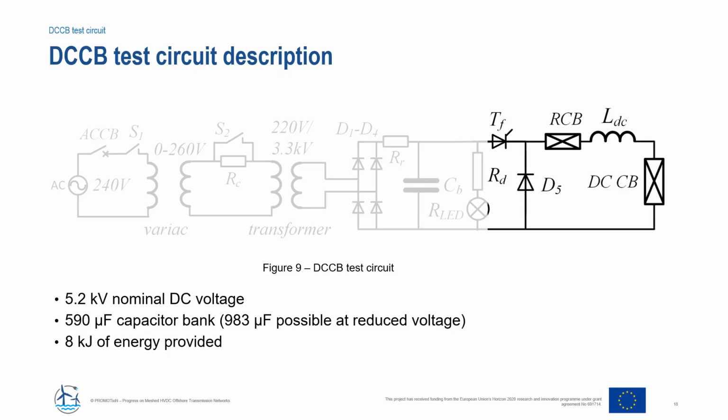The right side of the schematic shows the discharge circuit, which consists of the fault-inducing thyristor and a freewheeling diode D5. The resistor RR is used to artificially increase the series resistance of the diode bridge rectifier and prevent fault current sharing between the rectifier and the freewheeling diode, since the two are connected in parallel. The RCB, DCCB, and the inductor represent the equipment under test.